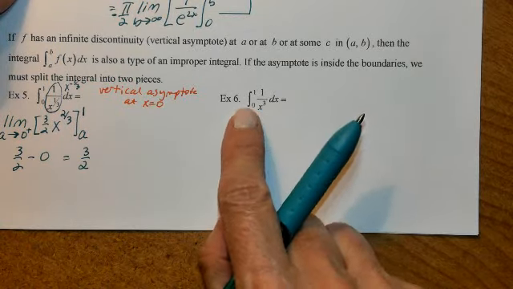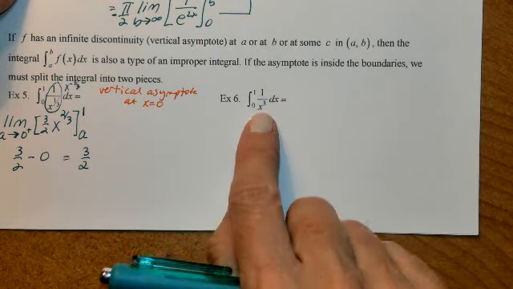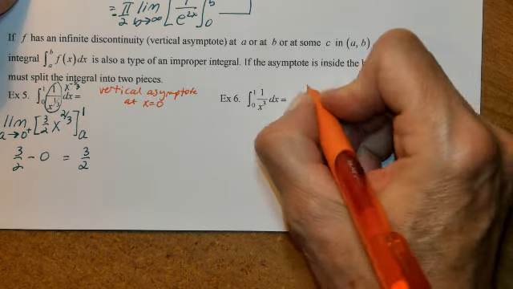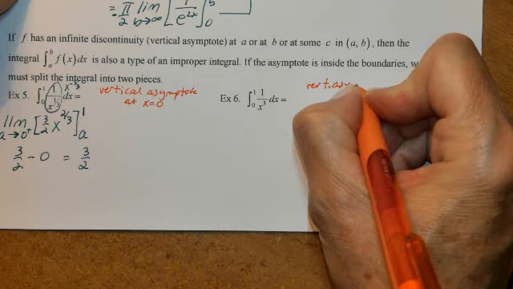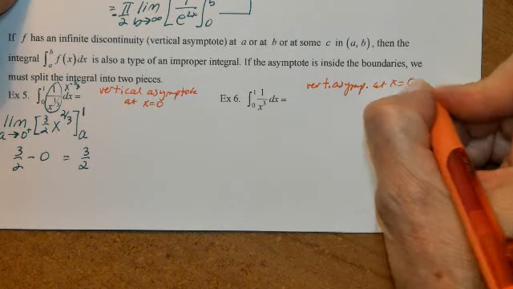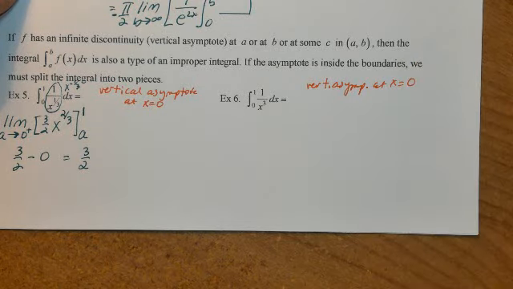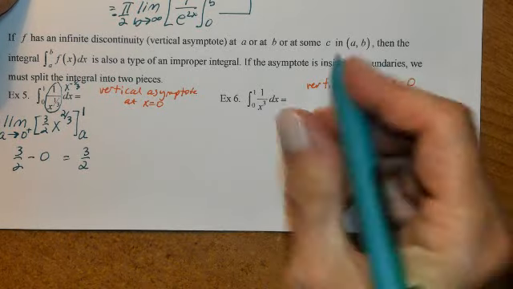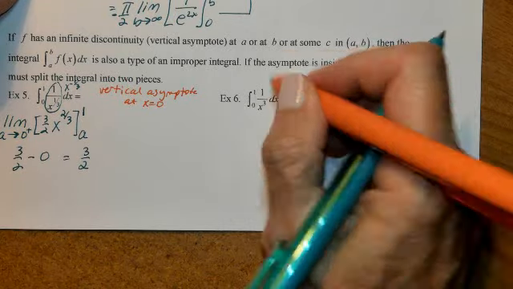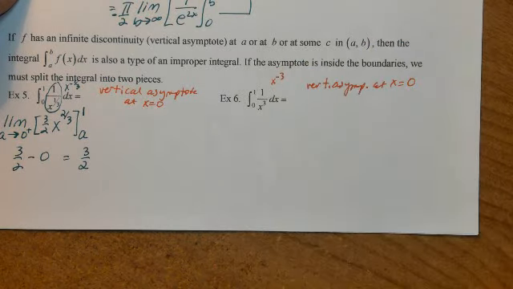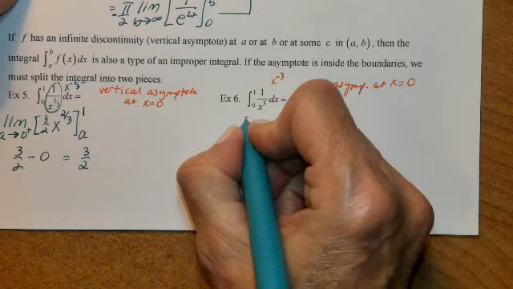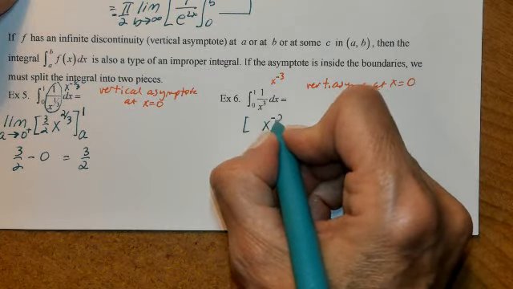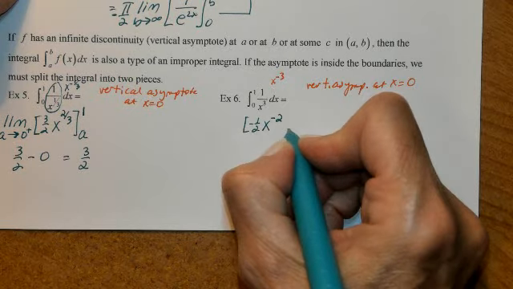Another vertical asymptote at x equals 0. Look at your function. Can x be 0? No, x can't be 0. It would make it undefined. So that's a vertical asymptote at x equals 0. So we'll keep that in mind. We just cannot put 0 on a boundary. Okay? I'm thinking of this as x to the negative 3, right? So let's go ahead and find our antiderivative. It'll be x to the add 1, so negative 2, and then we'll need a negative 1/2 out front.